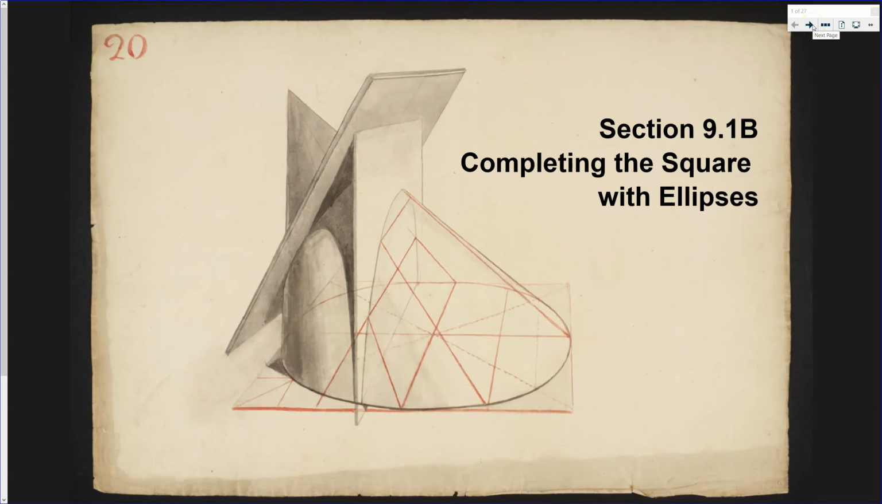Welcome back, everyone. Today we're going to continue our work with ellipses. All we're going to do today is examine some equations that are more scrambled and a little bit more difficult to deal with, but the process of graphing and finding foci is all the same.